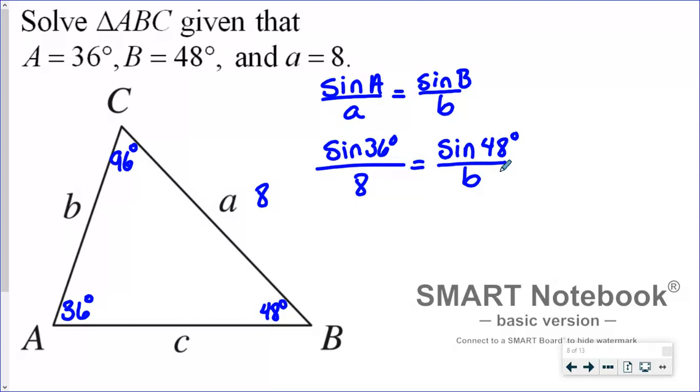Well, here, the easiest way to solve when you have a variable in the denominator like this is to just cross multiply. Whenever you have one fraction equal to another fraction, you can cross multiply. So you'll end up getting B times the sine of 36 degrees is equal to 8 times the sine of 48 degrees. We can just simply divide by the sine of 36 degrees.